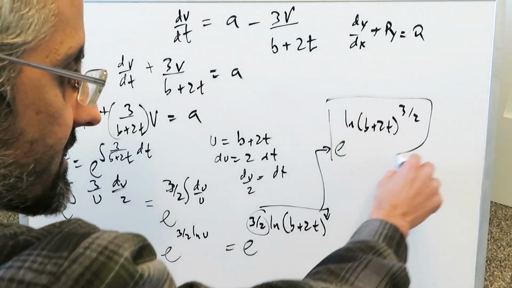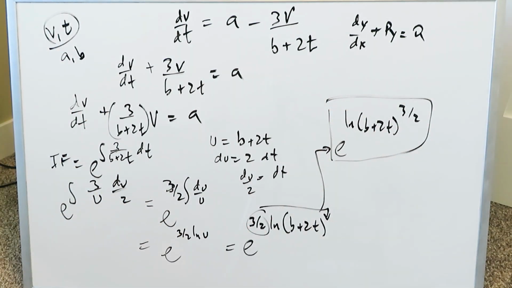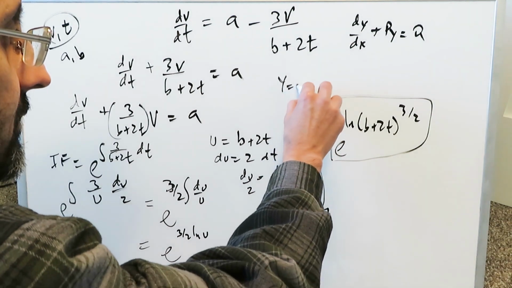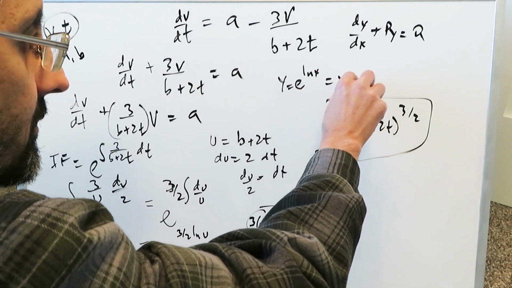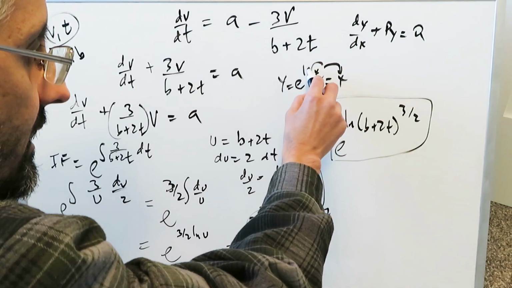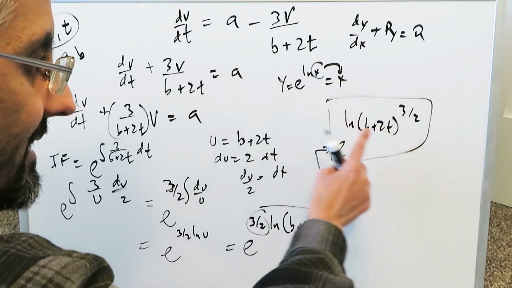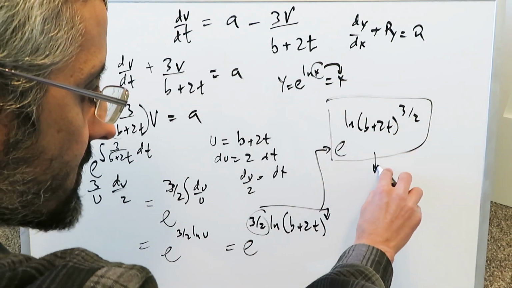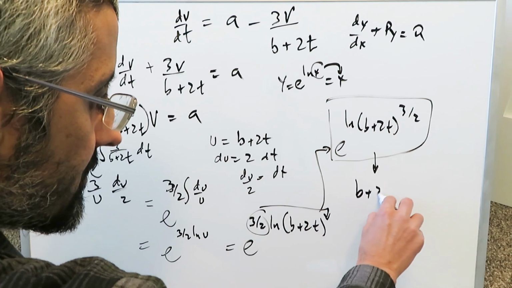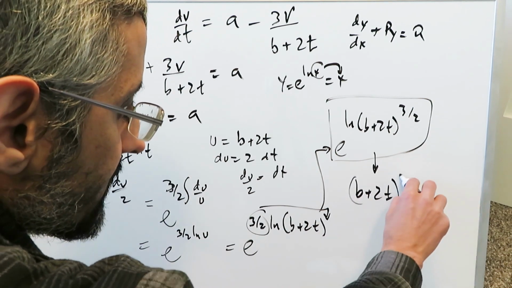This right here is my integration factor, but it's not simplified because, as you know, the property y equals e to the power of ln x equals x. The e to the ln goes away. Exactly the same thing happens here. Your integration factor becomes (b plus 2t) to the power of 3 over 2.